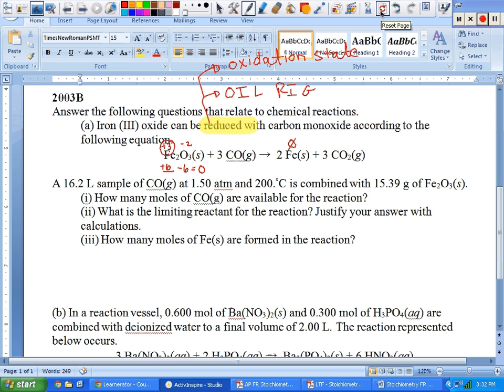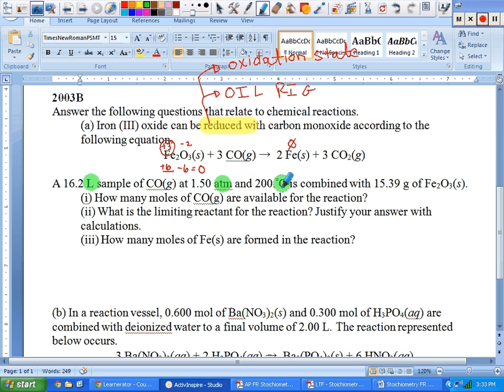And then they give you this information. A 16.2 liter sample of CO, which is carbon monoxide, at 1.5 atmospheres. So let's talk about the two things they've given you. What is L a unit of? Volume. So they've given you a volume. ATM, what is that a unit of? Pressure. And they've also given you a Celsius, a volume, a pressure, and a temperature. What do you think's probably going to have to happen there? More than likely, we're probably going to have to use PV=nRT potentially in this question.